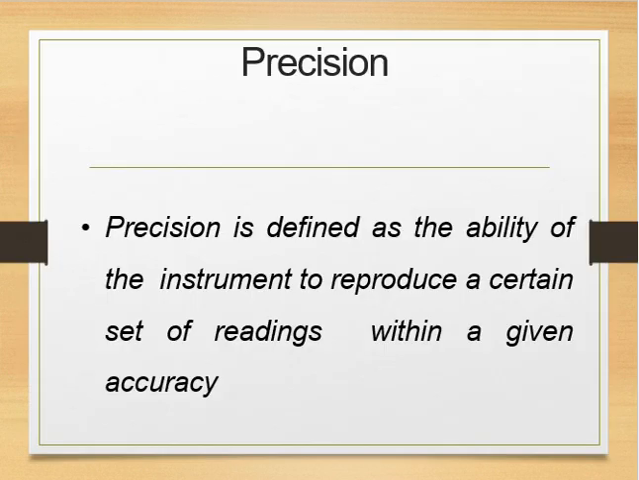The next point is precision. Okay, so if you see, precision is defined as the ability of the instrument to reproduce a certain set of readings within a given accuracy.